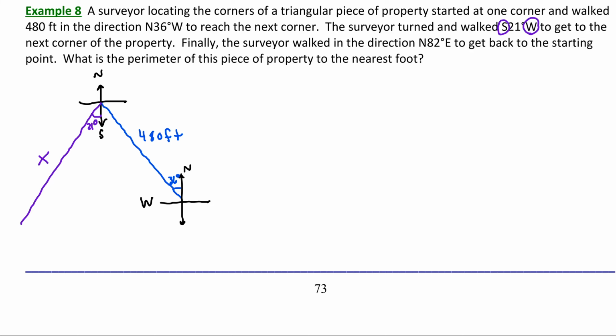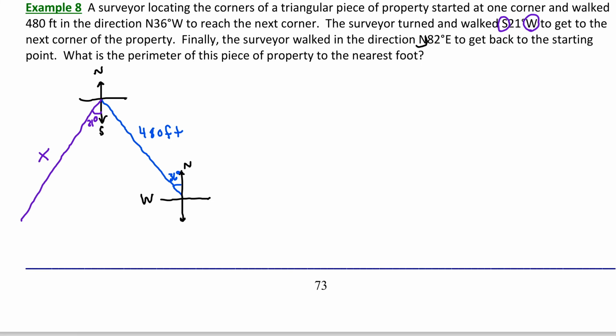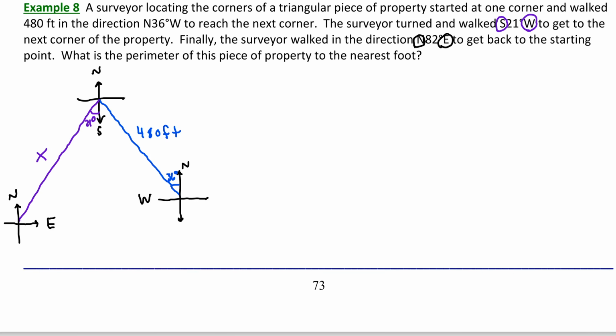Finally, the surveyor walks in the direction north 82 degrees east. So once again, at this corner, we'll construct a little compass rose, northeast. You can think of that as north 82 degrees to the east, or 82 degrees east of north. So we are measuring this angle as 82 degrees. The length of this segment is not given, so we'll just label it Y.